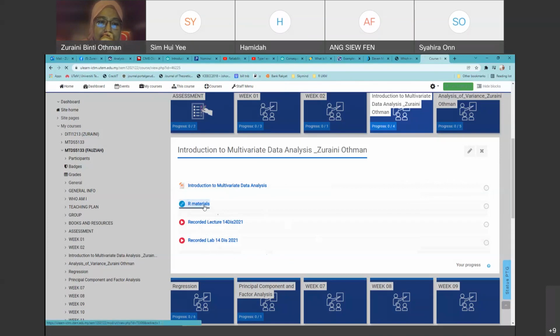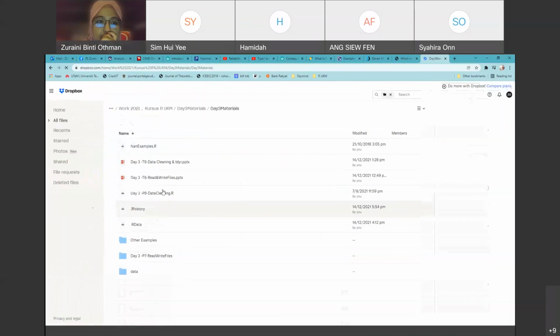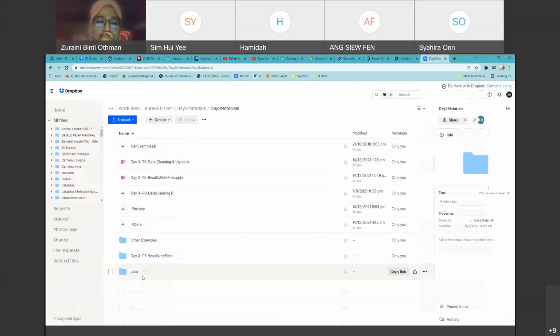And this is the R material that I put from my Dropbox. Okay, please download it first. Okay, R, you already used R in Dr. Sek's class, right?